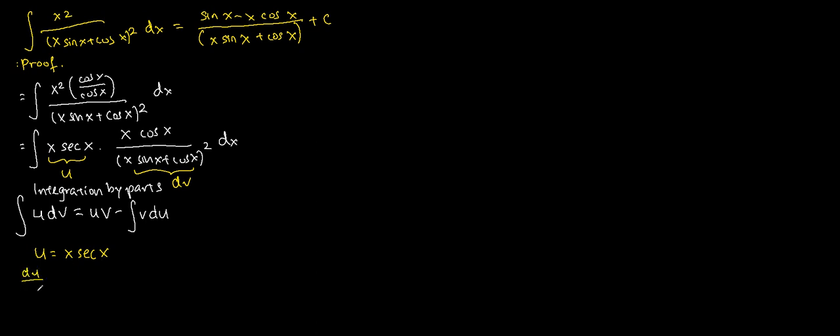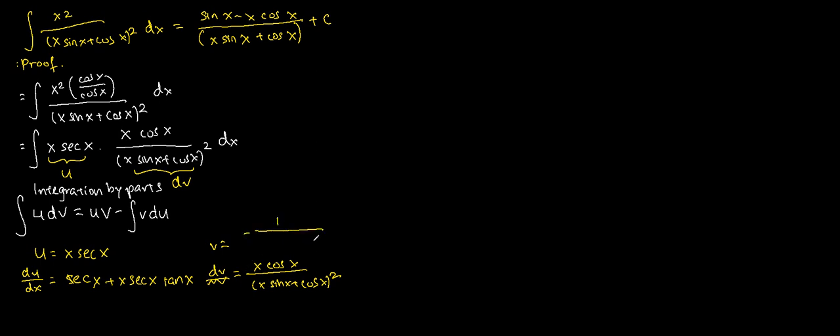So our u is equal to x secant x, and du over dx is equivalent to secant x plus x secant x tangent x. We know our dv is equivalent to x cosine x over (x sine x plus cosine x), the whole thing squared, and then our v is equivalent to the integral of this, which turns out to be negative 1 over (x sine x plus cosine x).